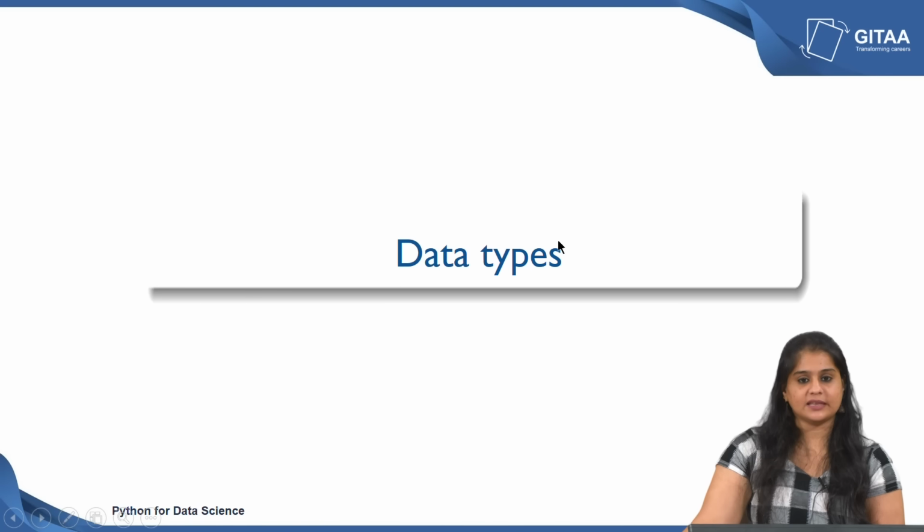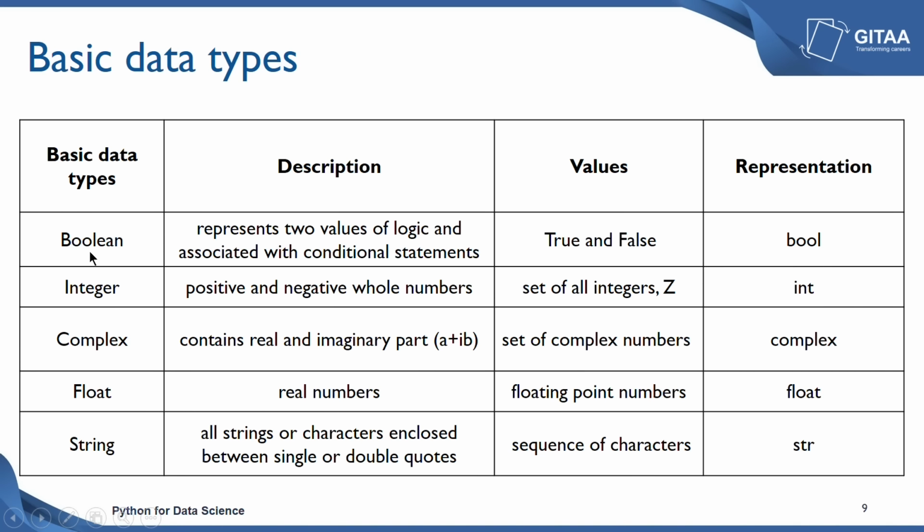Now let us look at the commonly used data types in Python. The basic data types are Boolean, which represents two values of logic and is associated with a conditional statement. The output values that you would get when you use a Boolean data type are true or false, and it is represented as bool. The next data type is integer. It consists of the set of all integers, which are positive or negative whole numbers. It is represented by the letters int.